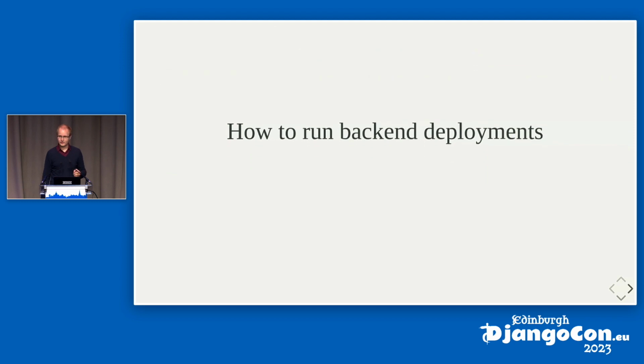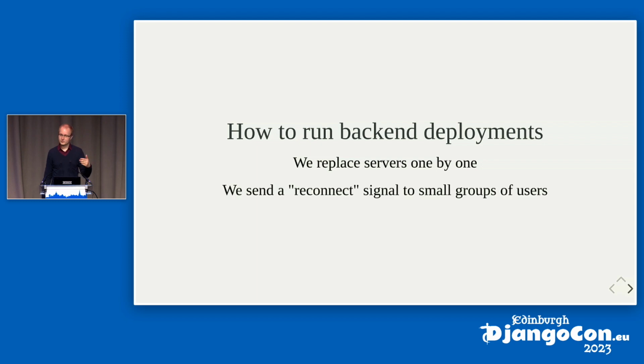This is also very important when we do deployments of our backend code. Sometimes we have to deploy an update while thousands of users are connected. In this case, we replace our application servers with the new version one by one. And then we have users bucketed into small groups using the channels groups feature. When we send those small groups a "please reconnect now" message, the client application will reconnect.